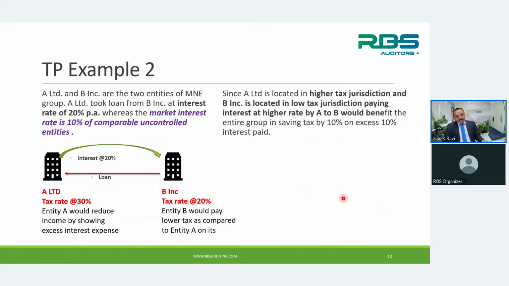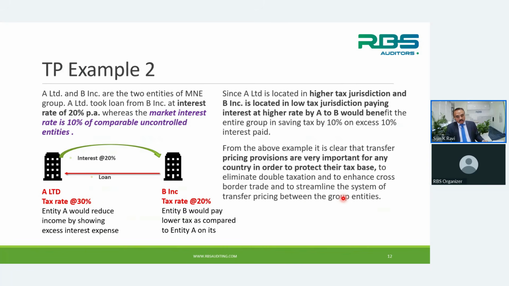The net effect is 10% excess interest paid. That will be the tax savings. So because of this scenario, transfer price comes into the picture. Hope you have understood the entire transfer price, why it was introduced, what the reason is, and just to give you a brief example of this scenario.